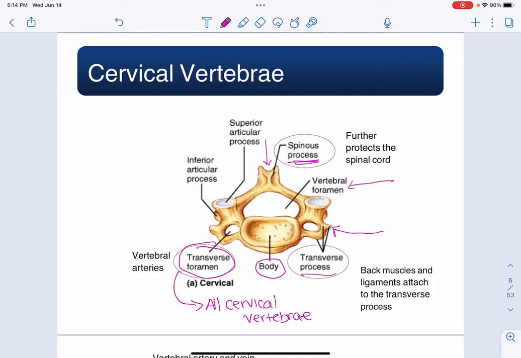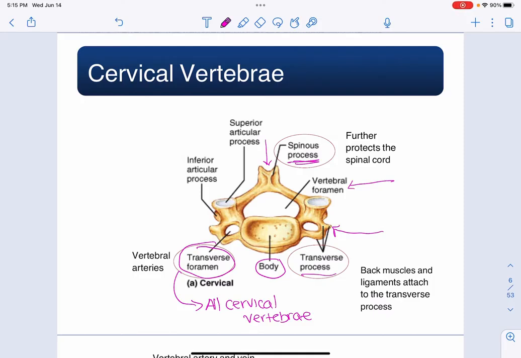So if I had a particular vertebra out on the practical, if you saw a transverse foramen and I said, what type of vertebrae is this, you would know that it's a cervical vertebrae. I would never ask you to distinguish C3 from C4 per se, but it is important to be able to distinguish cervical vertebrae from thoracic vertebrae from lumbar vertebrae.